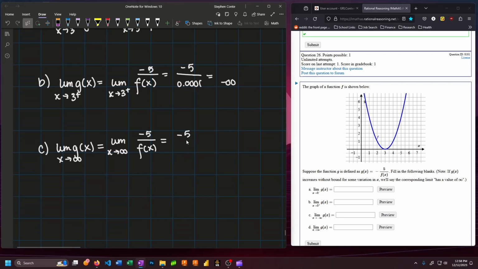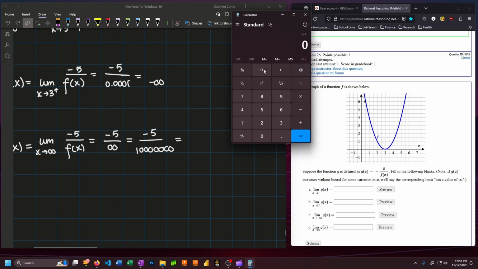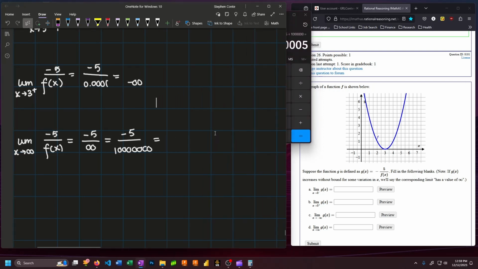So then I have negative 5 over infinity. Obviously, you can't evaluate infinity as a real number, negative 5 over infinity. It's not possible. But if I know that the function tends towards infinity, which is some really big number, then I technically have negative 5 over some really big number. Just as an example, let me put something like 1,000,000, and I know that this is going to be a very, very tiny number. So if I do negative 5 over 1,000,000, it's a really tiny number that's basically 0.